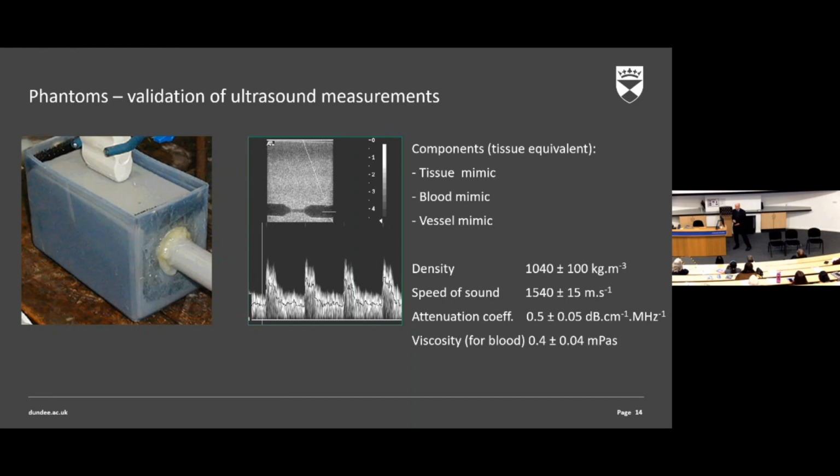So the phantom typically consists of three different components: a tissue mimic, a blood mimic, and a vessel mimic. And these need to have very similar properties to the acoustic properties of tissues in humans. So the specific properties that need to be mimicked were specified by an organisation called the International Electrotechnical Commission some time ago. And this is the density, the speed of sound, the attenuation coefficient, and the viscosity.